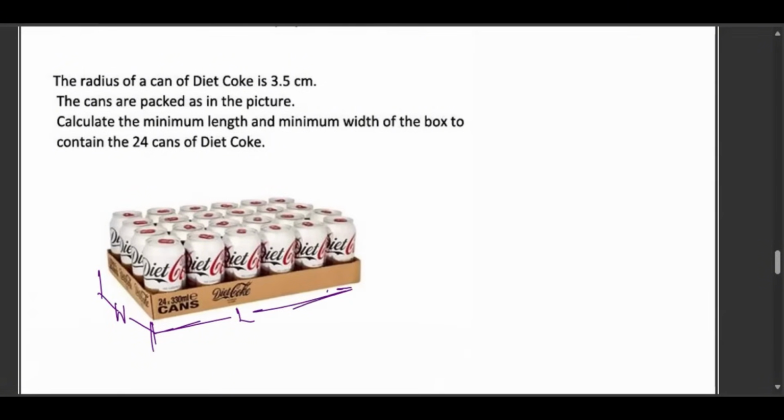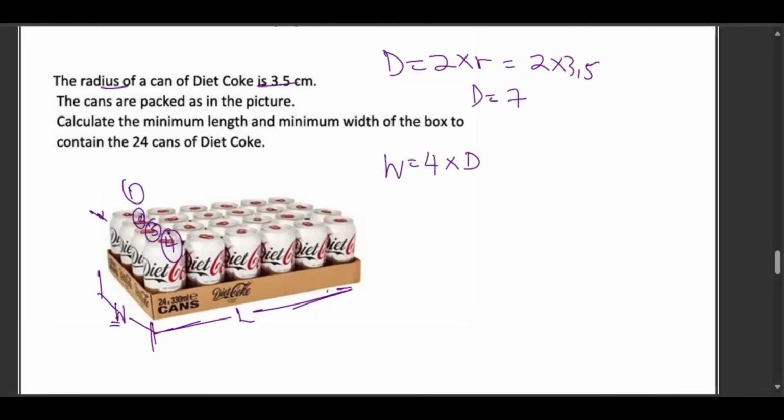Minimum. The minimum we can have is going to be the width. How many cans do we see on the width side? We have 1, 2, 3, and 4. So my width is going to be 4 times the diameter of each can. They gave us the radius as 3,5. So what is the diameter? Diameter equals 2 times R, which is 2 times 3,5. Then D becomes 7. So the width is going to be 4 times 7. The answer is 28.